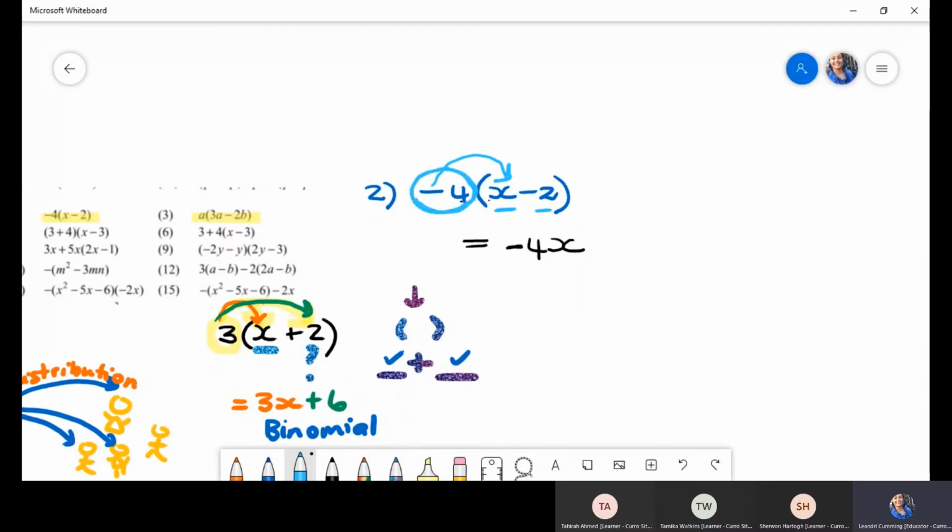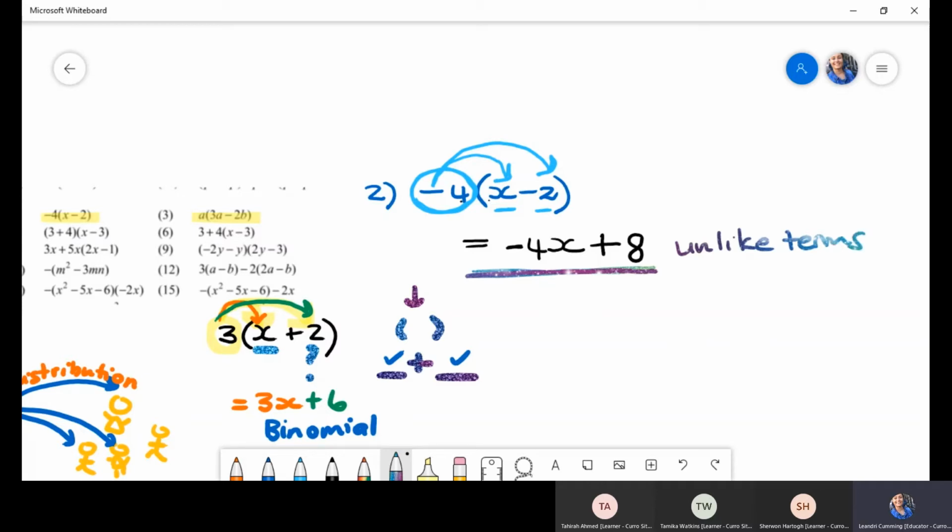Back to this negative 4, I'm not done because I have not yet manipulated the minus 2. A minus times a minus becomes a positive. And that 4 times 2 becomes 8. And that's my answer. I will leave it as it is because these are not like terms. They're unlike terms, and therefore I will not be adding them.